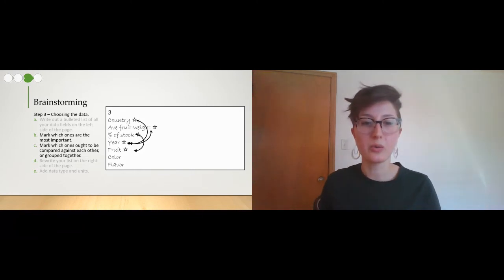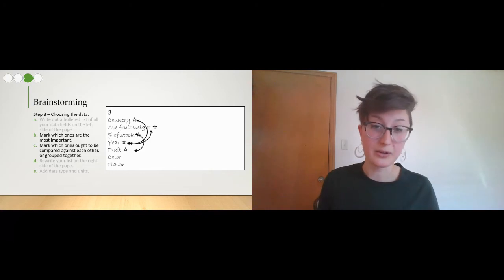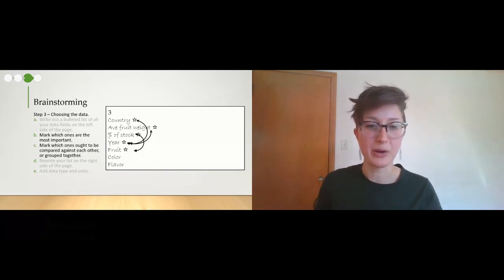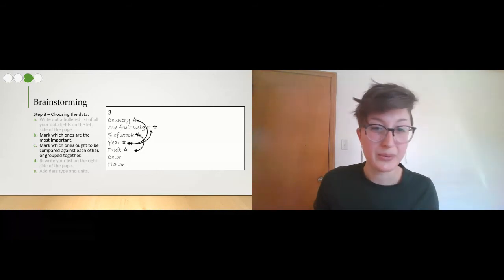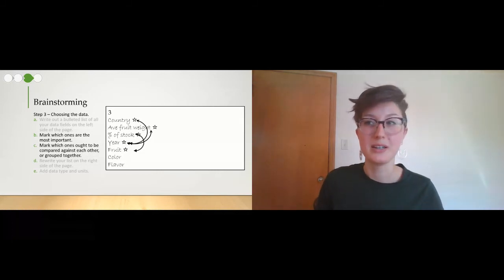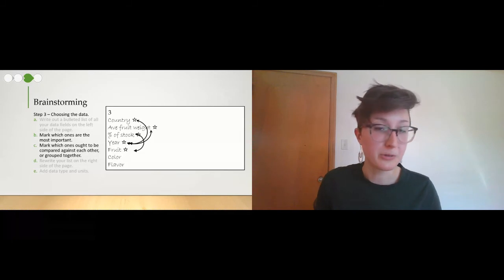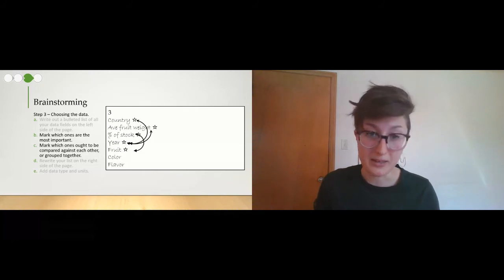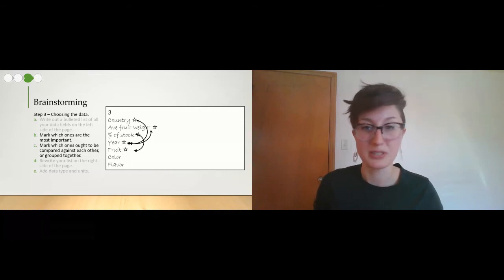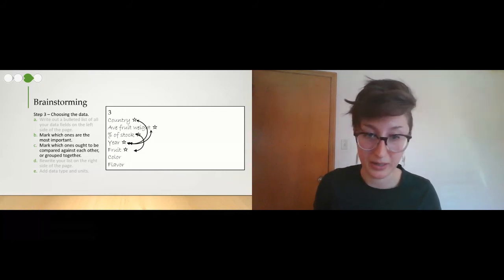And then also think about which ones ought to be grouped together, which ones make sense to compare against each other. And this will start forming some data groupings going forward. So for the fruit example, I want to see the quality of fruit from the different countries over time. So I want to definitely have country and fruit weight and year compared against each other. And then I also want to know how much of each fruit we have in stock. So I definitely want to have percent in stock and the fruit type compared against each other.